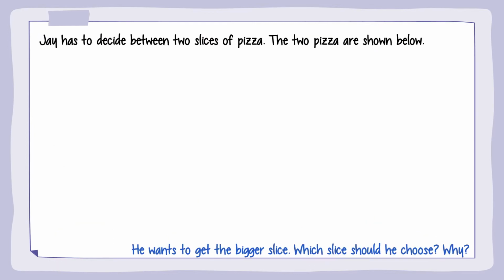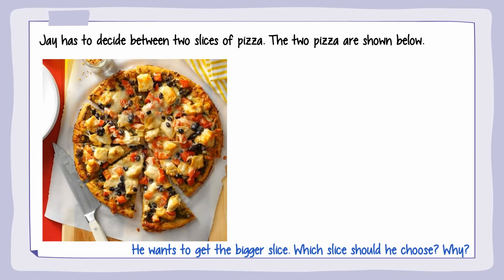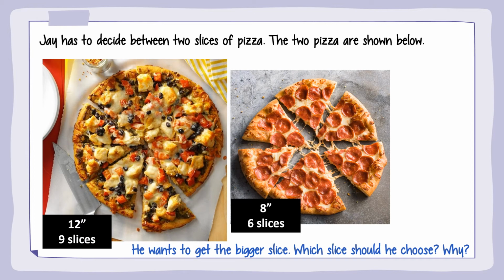Now, balikan natin si Jay na hindi makapag-decide between the two pizza, kung alin daw ang kanyang pipiliin. Kasi ang gusto niyang pizza ay yung mas malaking slice. So, he has two options, the 12 inches diameter pizza and the 8 inches diameter pizza. The other one has 6 slices and the other one has 9 slices. So, let us deal first with the 12 inches diameter pizza. How do we determine which has the bigger slice? Yes, we use the area of a sector.